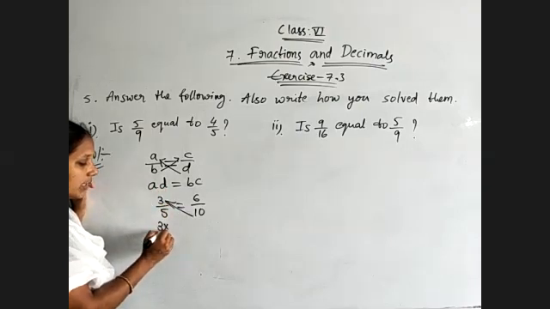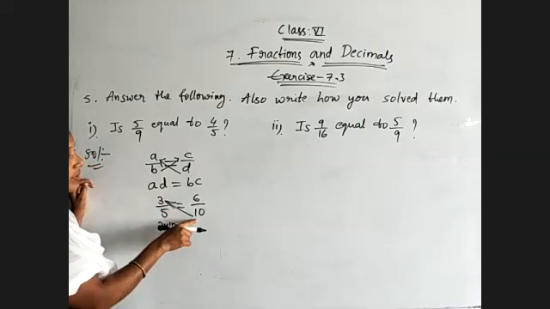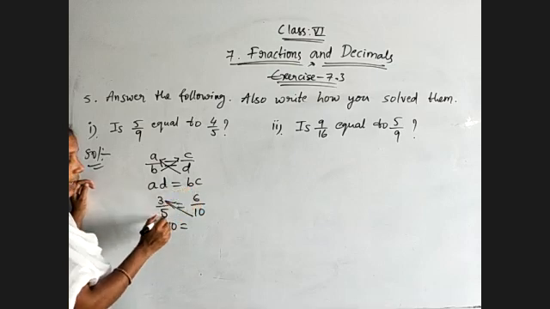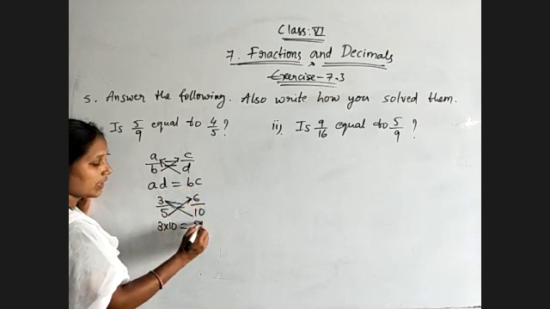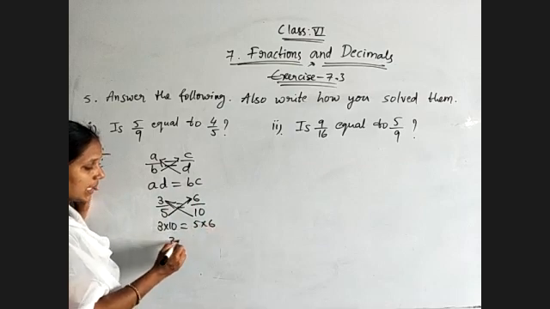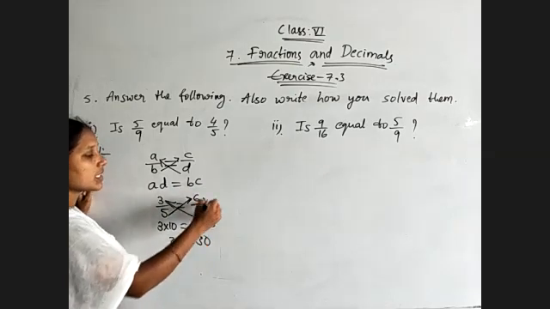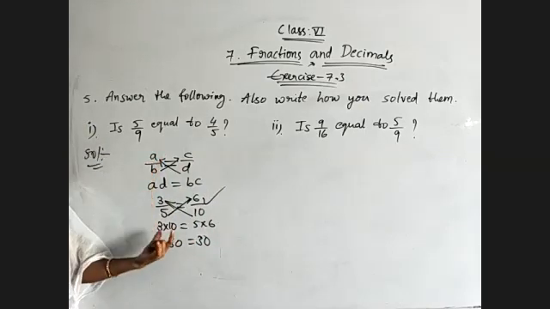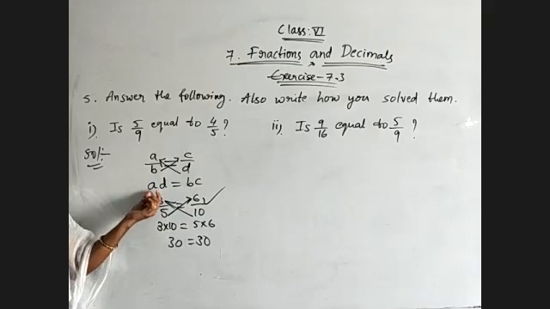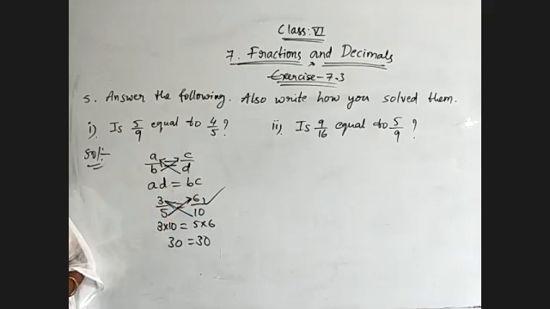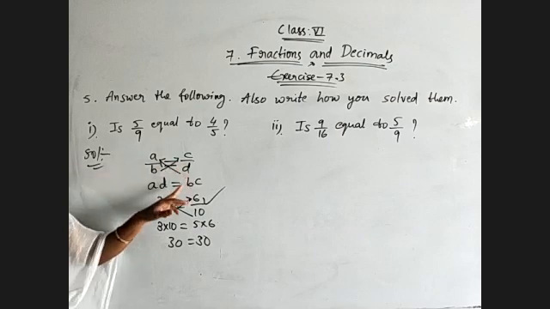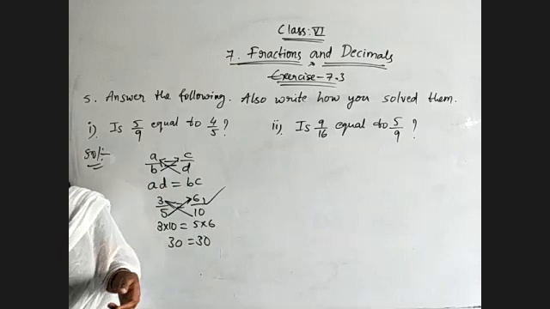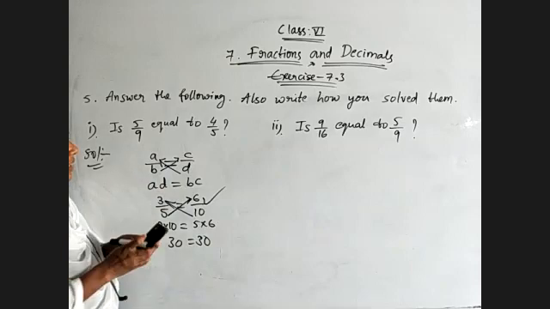3 into 10, A into D. AD is equal to B into C. B value is 5, C value is 6. So 5 into 6. 3 tens are 30, 5 6s are 30. Both are equal. That means these two are equivalent. So two fractions are said to be equivalent when they satisfy the condition AD is equal to BC. Okay, two fractions A by B and C by D are equivalent if AD is equal to BC. The product of A and D is equal to the product of B and C.